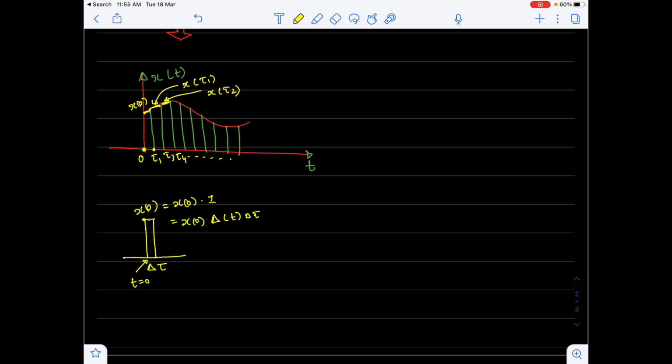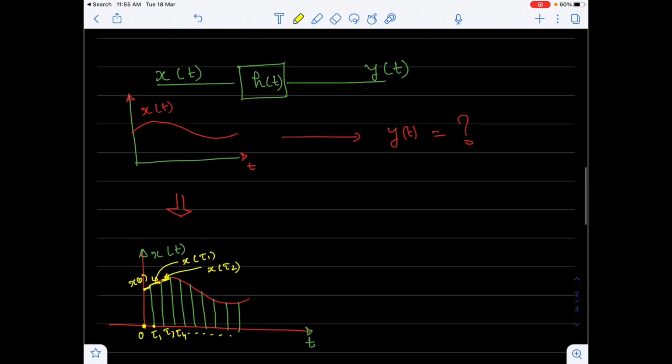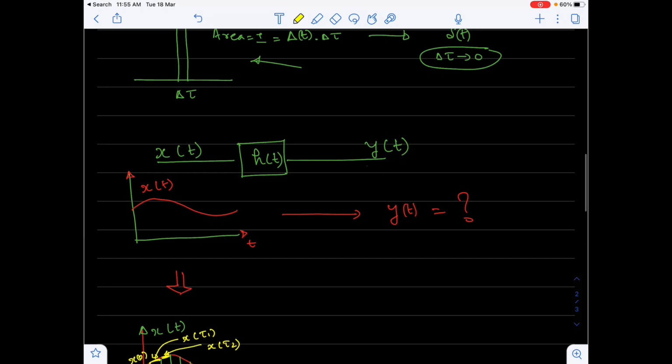I hope this part is clear to you. Now, if I give the impulse function to the system, with delta t and the width delta tau, I know that my output will be h of t. But what I have to find, I have to apply the limit.